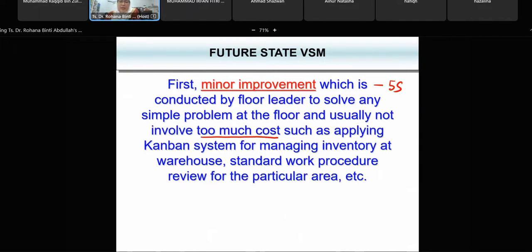So apa selain daripada tu yang susah sikit nak buat gambar sistem sebab you nak kena mungkin order design, order trolley baru. Alright. Nak standard work procedure you nak kena bagi training dekat operators dulu. So is a bit more complicated as compared to 5S. Semua orang boleh buat. Okay.